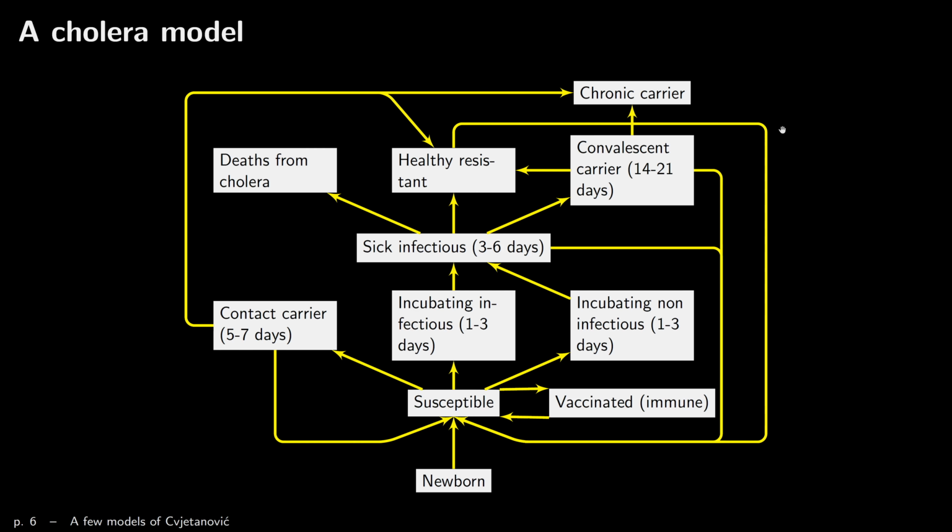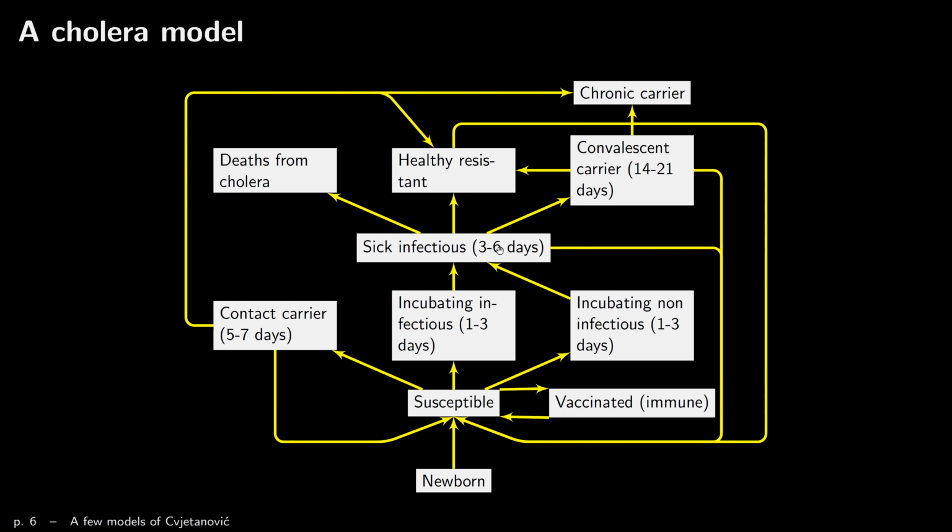Because these models are meant to be used for planning purposes, that's why they are so detailed. You can see here the model for cholera that he's suggesting is a precise example of this. People are newborn, then they become susceptible. They can be contact carriers, incubating infectious, or incubating non-infectious.